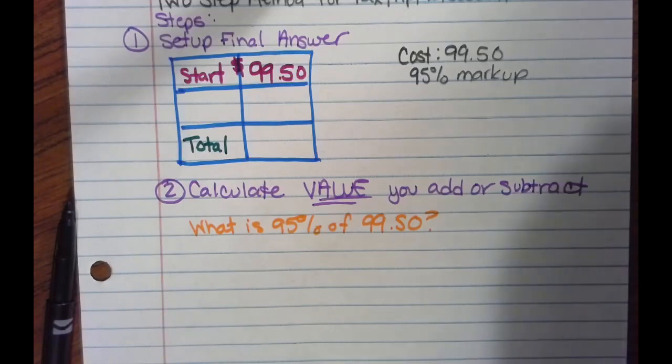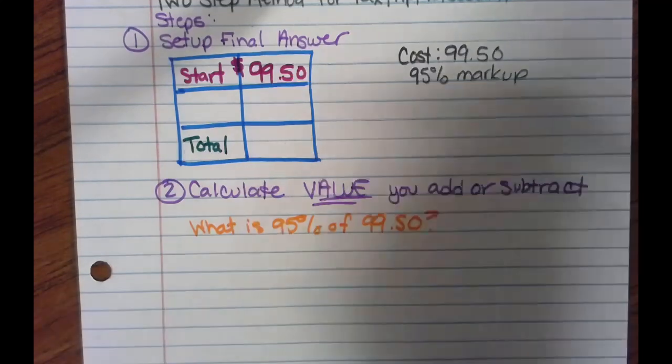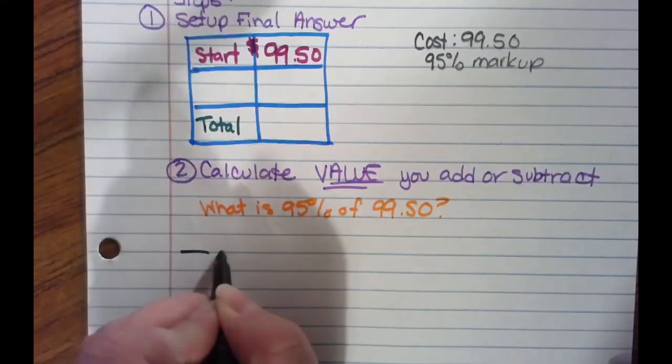So we have to calculate 95% of 99.50. Okay, so there's a couple ways we can do this. We'll do both of them. So remember, the first way is we can set up a proportion.